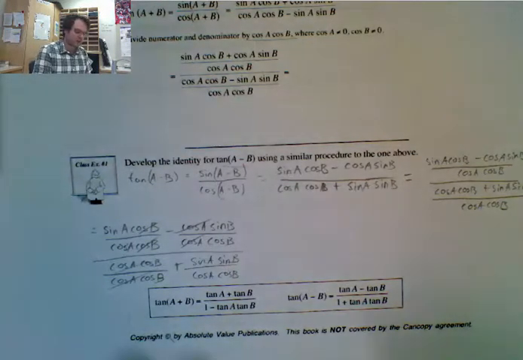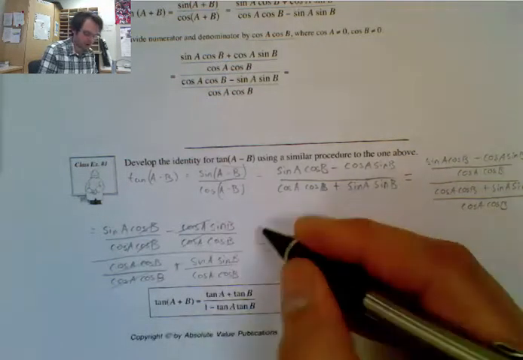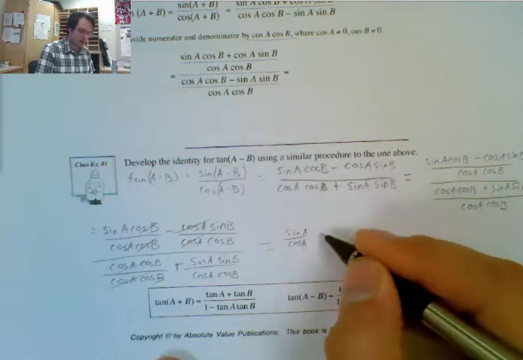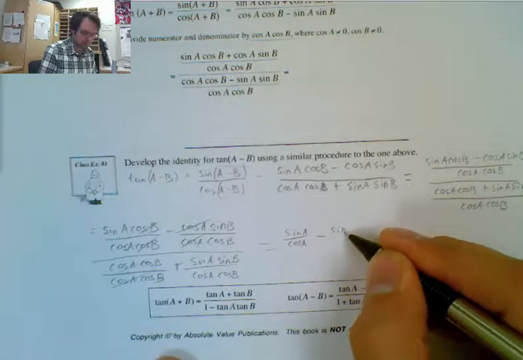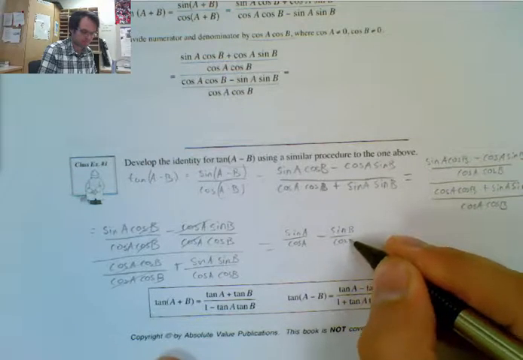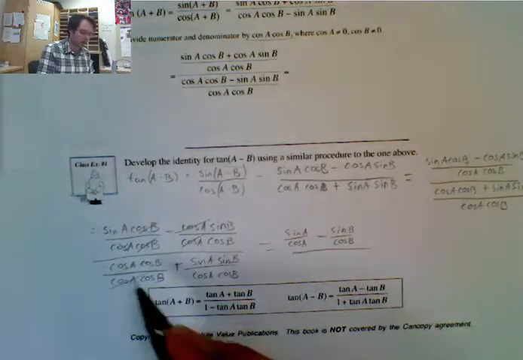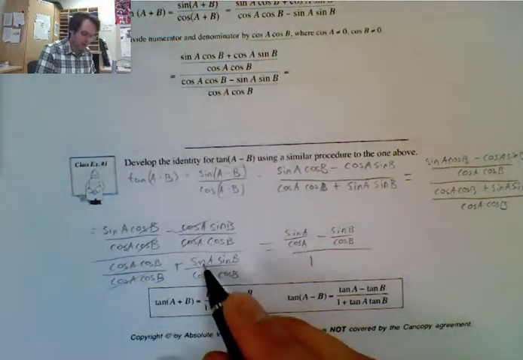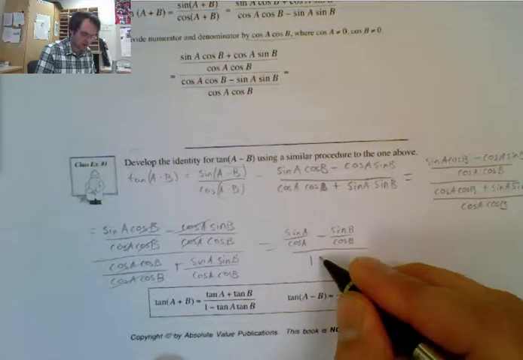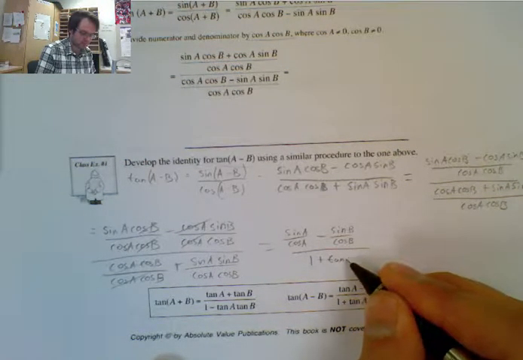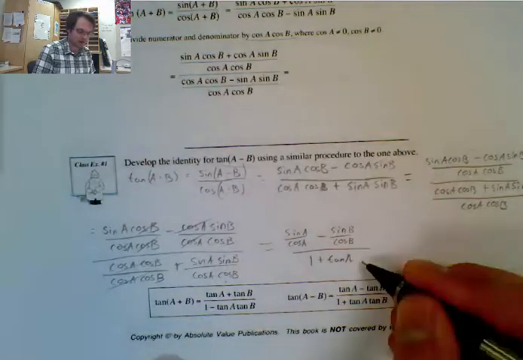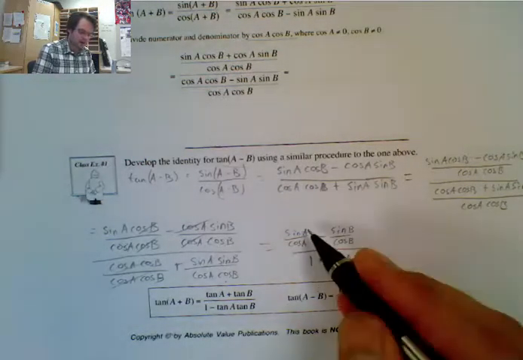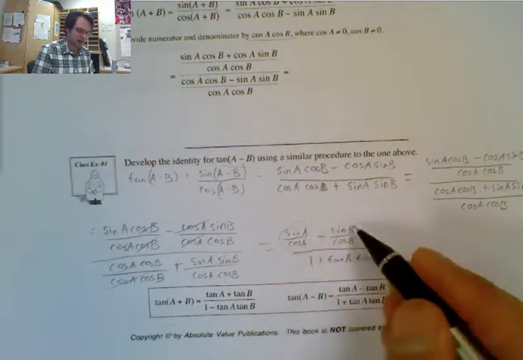Now when we simplify this, we are left with sine A over cos A, and we're going to subtract sine B over cosine B, and this is all over 1. This here cancels off to leave 1, and here we're left with sine A over cosine A, so that's going to be 1 plus tan A. Sine B over cosine B is the same as tan B. Those are multiplied together, and this part here is the same as tan A tan B.